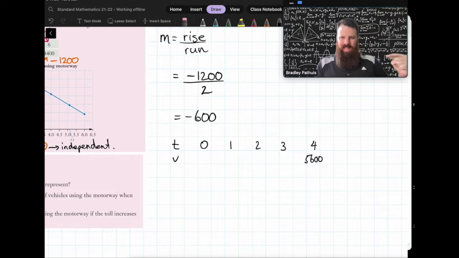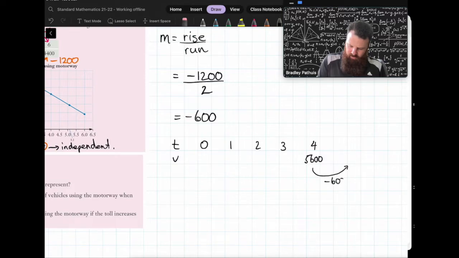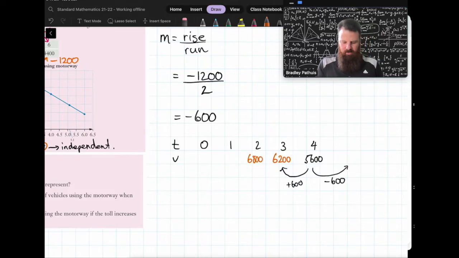Now remembering, as our gradient was minus 600, as it went this way, it went minus 600. So I want to go back the other way, so I'm going to add 600. If I add 600, we're left with 6,200. If I add 600 again, I get 6,800. If I add 600 again, I get 7,400. And finally, if I get all the way back to zero, I get 8,000. All right, so that's one way of doing it.